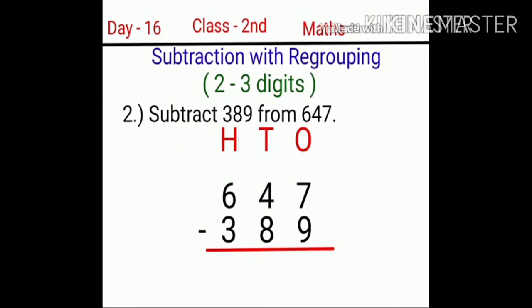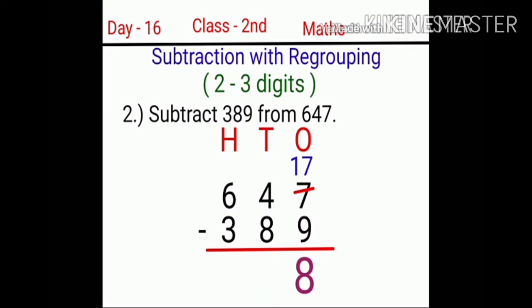So we have arranged these numbers in the place value system. Now in the ones place we have 7 and 9. We have to subtract 9 from 7. But 7 is smaller than 9, so we cannot subtract 9 from 7. So we will borrow 10 from the tens column. So this 7 will become 17. Now 17 minus 9 is 8.